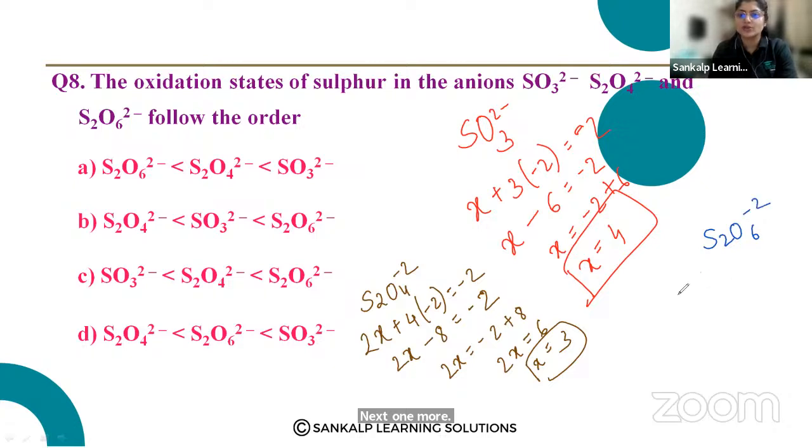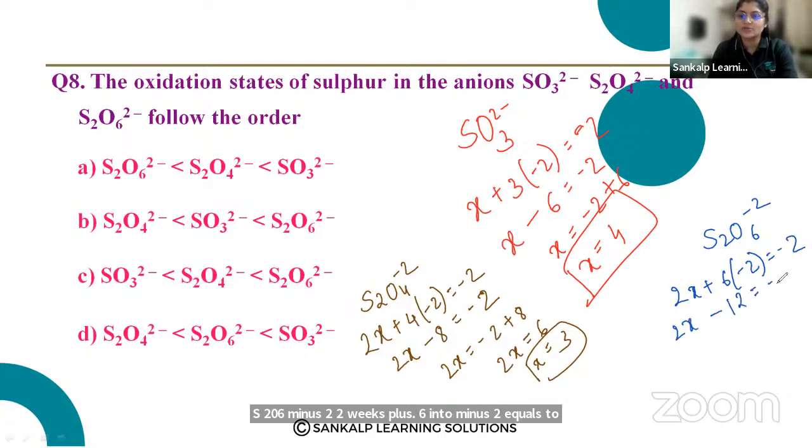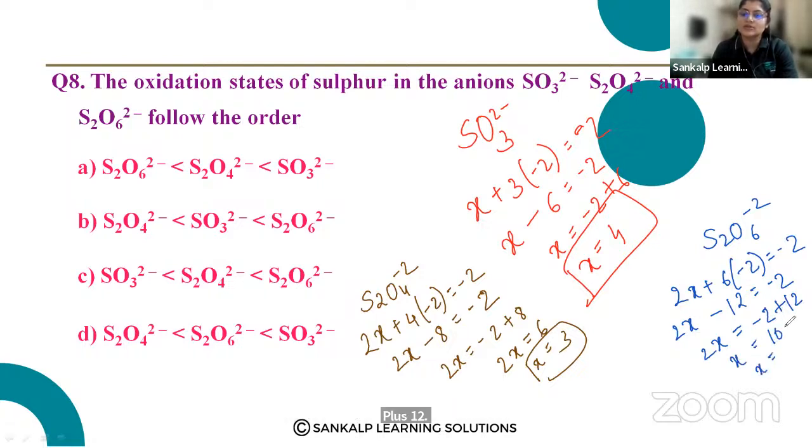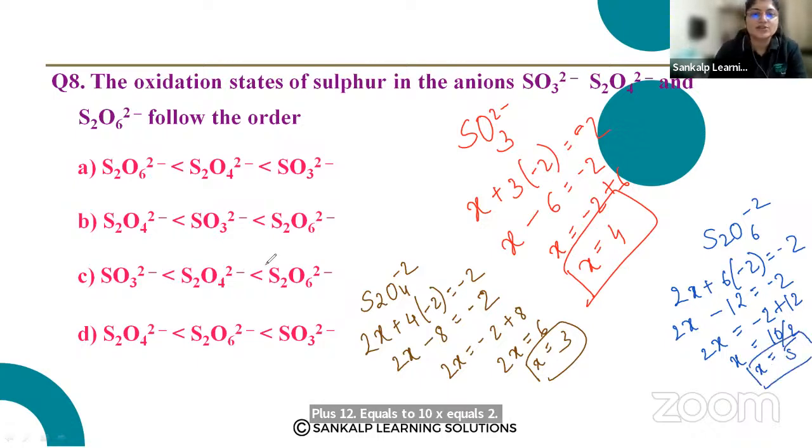S2O6 2 minus. 2x plus 6 into minus 2 equals minus 2. 2x minus 12 equals minus 2. 2x equals minus 2 plus 12, which equals 10. So x equals 10 by 2, which is 5. 2 fives are 10. So what is the oxidation state of sulfur in the anions? What will be the following order?